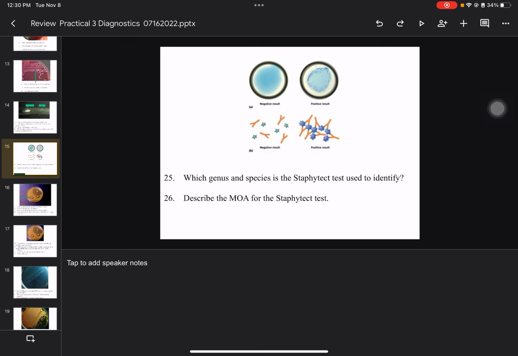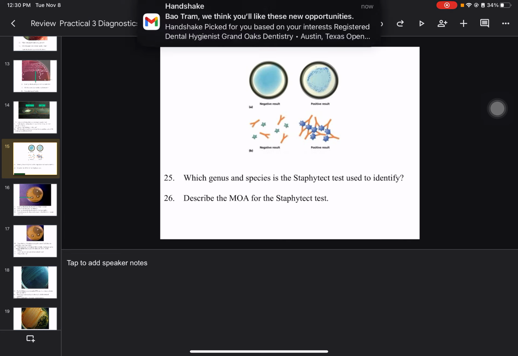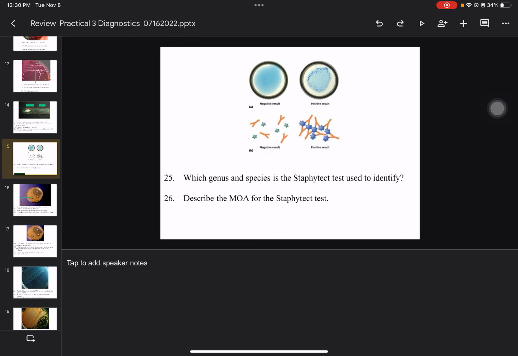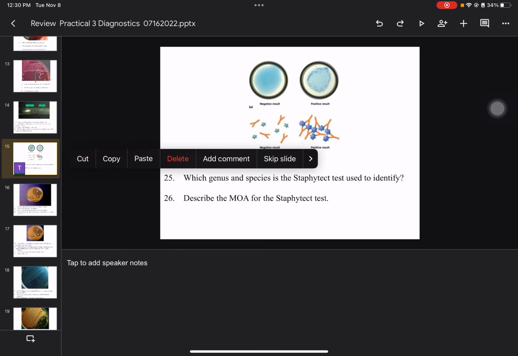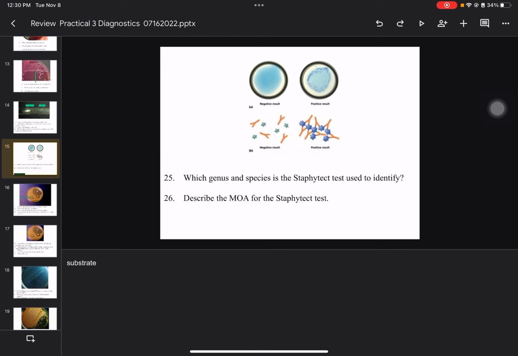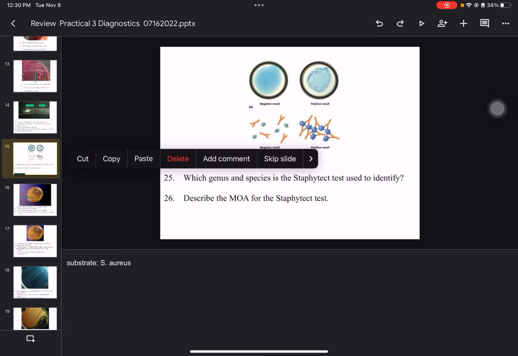So the reagent is a combination of an antibody bound to latex, so that we can see it. Because when the antibody binds to Staph aureus, you can see the clumping of the latex as the antibodies are attaching to it. Sounds right.